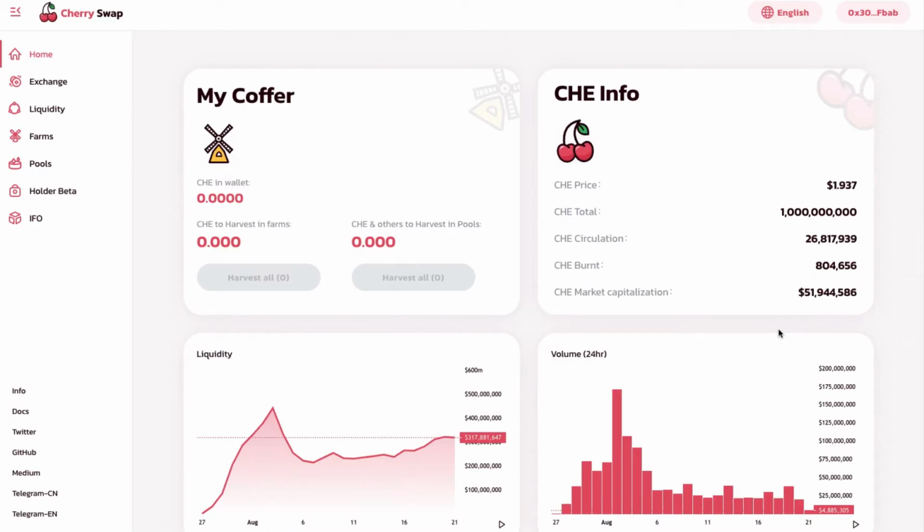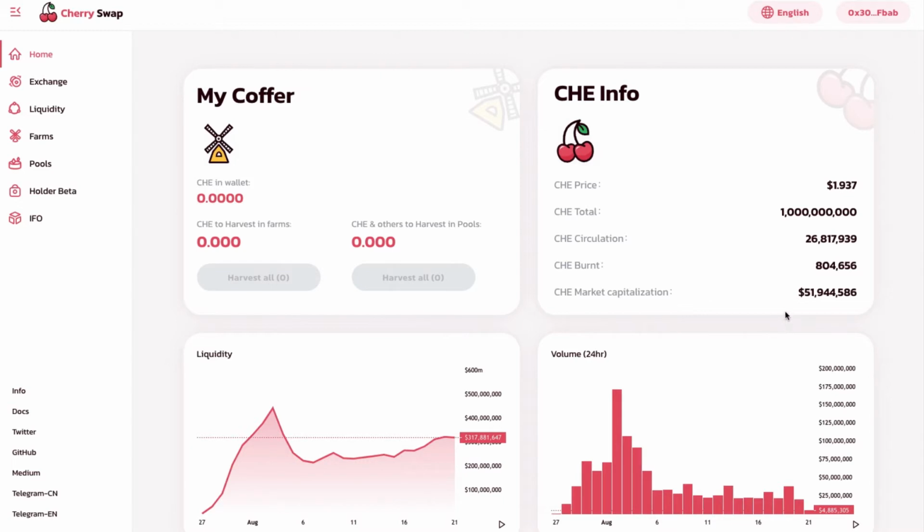Currently, we are at CherrySwap.net, which is their main website. This is their interface, and one look at it, you know that it is quite similar to PancakeSwap on the Binance Smart Chain. And in this case, CherrySwap exists on this OKExChain as of now.